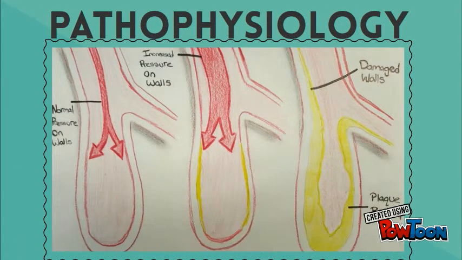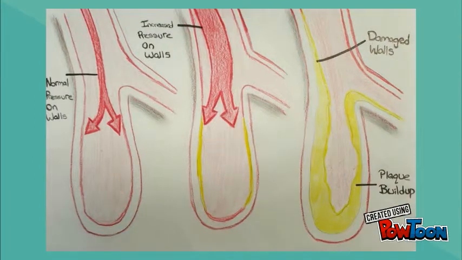Pathophysiology. Increased blood pressure can be caused by a decreased diameter of the blood vessels. When plaque builds up in the artery, it increases resistance and narrows the diameter of the blood vessels, causing an increase in pressure. A high-salt diet causes an increase in secretion of aldosterone.